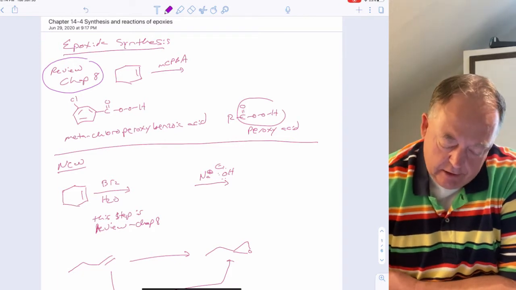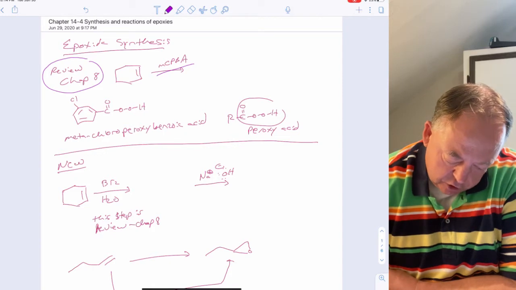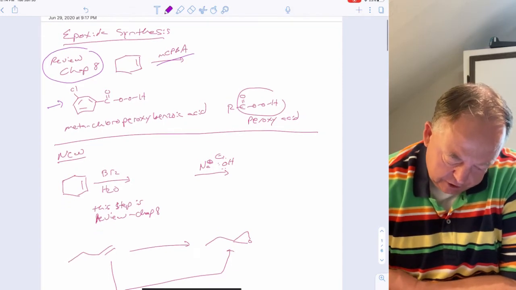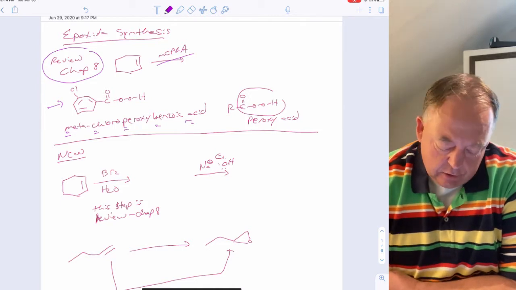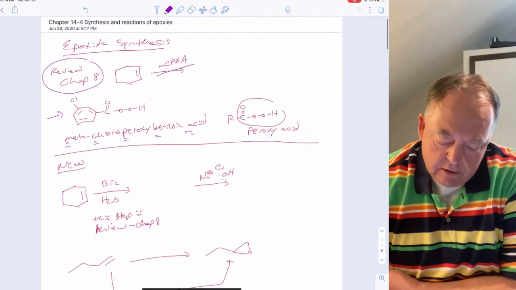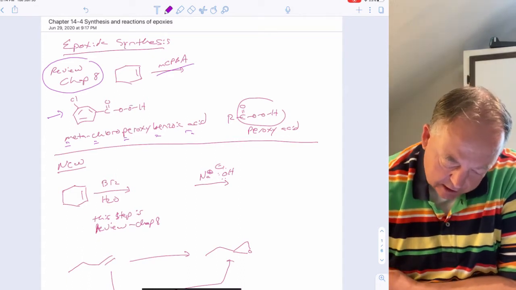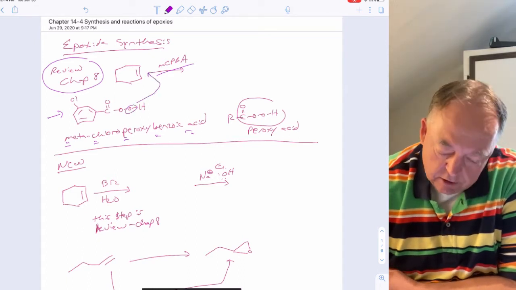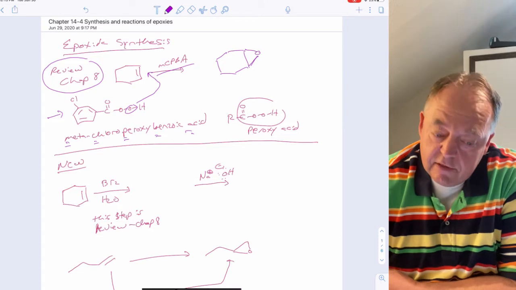You can take an alkene with this reagent MCPBA. That's the structure of MCPBA. It's just an acronym for metachloroperoxybenzoic acid. If you take an alkene with MCPBA, we won't go through the whole mechanism again, but basically oxygen gets transferred here to make an epoxide. So just take the double bond and make an epoxide out of it.